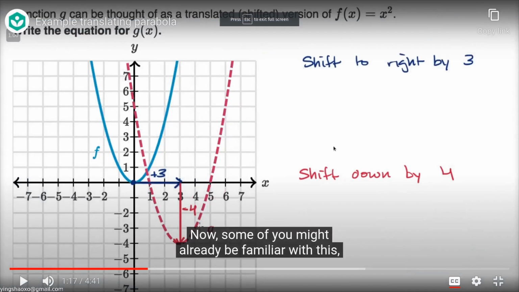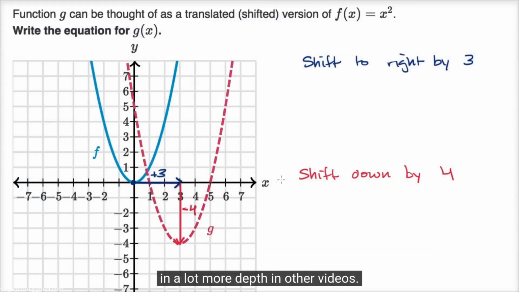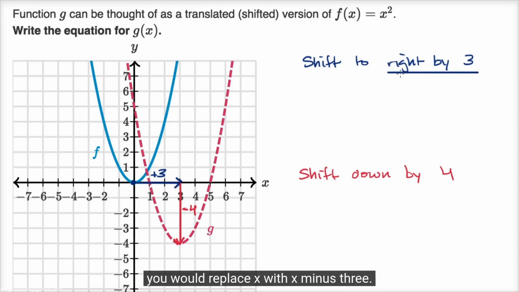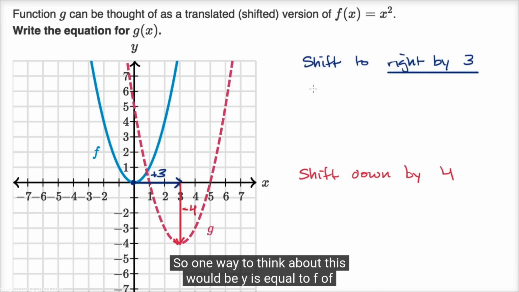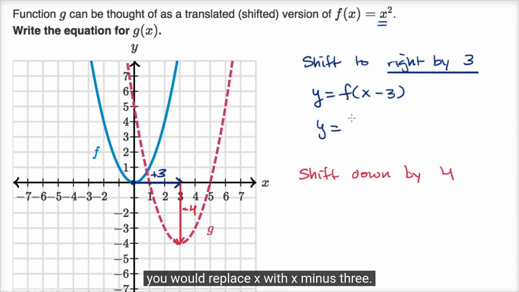That makes sense. You might already be familiar with this, and I go into the intuition in a lot more depth in other videos. But in general, when you shift to the right by some value, in this case we're shifting to the right by 3, you would replace x with x minus 3. So one way to think about this would be y is equal to f of x minus 3. Or y is equal to, instead of it being x squared, you would replace x with x minus 3. So it'd be (x minus 3) squared.